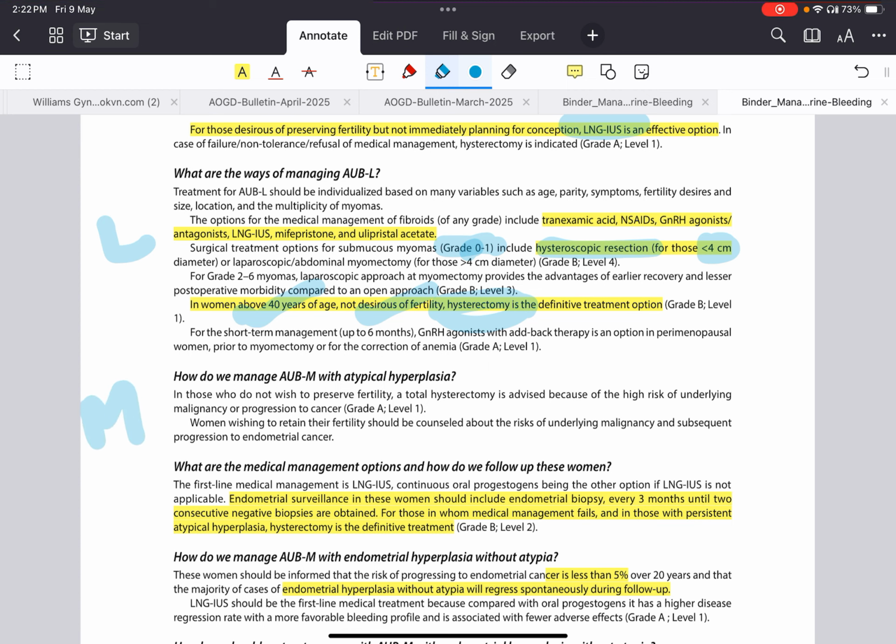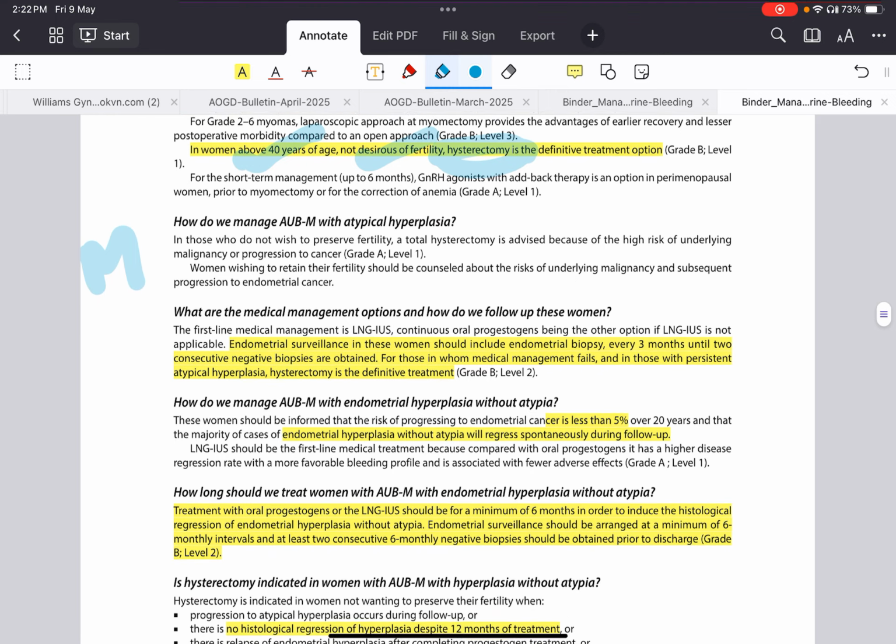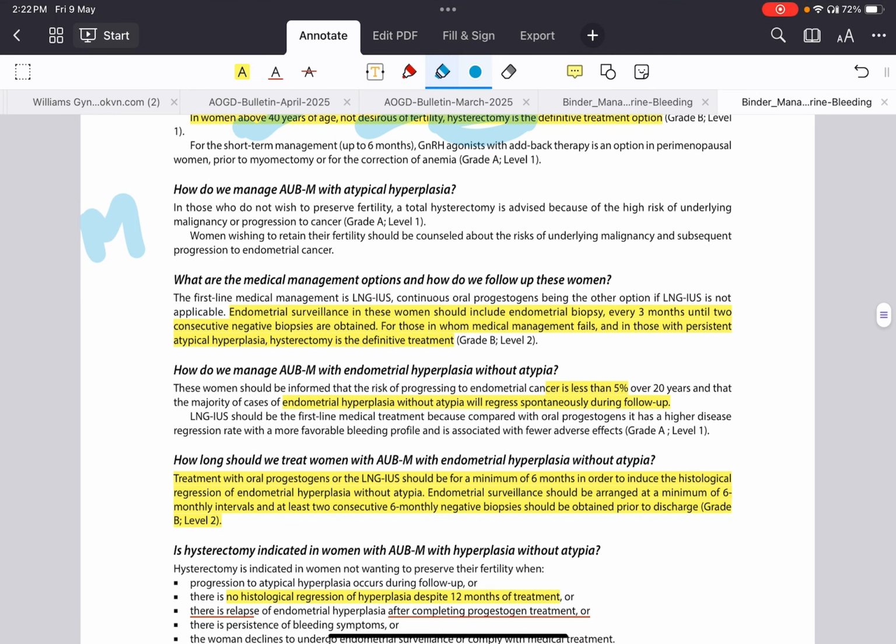Then M is malignancy with atypical hyperplasia. Surveillance is important. Actually, for atypical hyperplasia, generally we should go for hysterectomy. If the woman wants medical management, then they can go for LNG-IUS or oral progestogens, and there will be endometrial biopsy surveillance every 3 months.